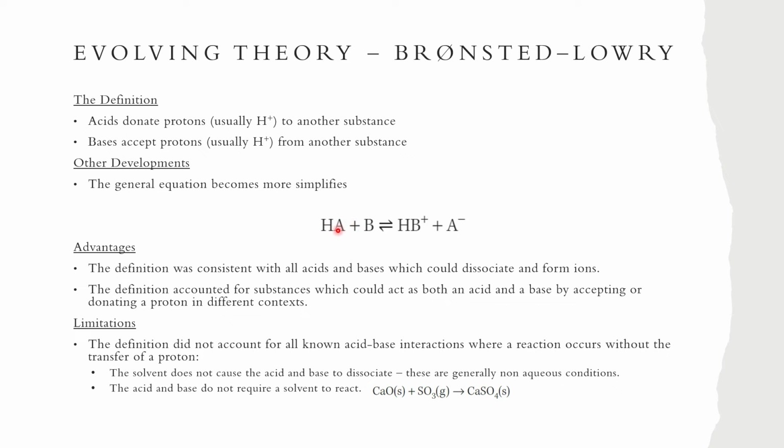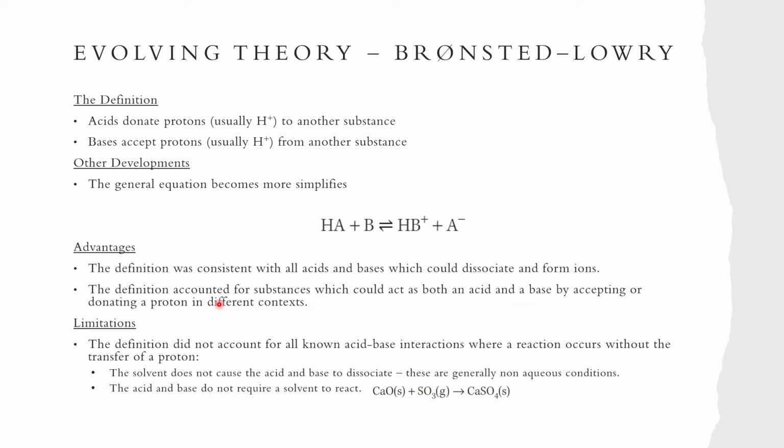We had HA still, the anion and the hydrogen which was to be donated. So this is our acid here. And the hydrogen was being donated to the base, forming HB+. The anion that was left, that was a part of the acid, then is just an anion in solution. So some advantages: this worked with pretty much all the acids and bases that were able to dissociate and form ions. So if something could form an ion, this definition worked really well, certainly for the time.